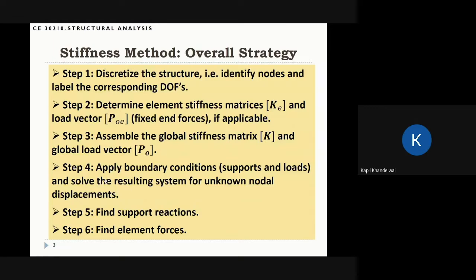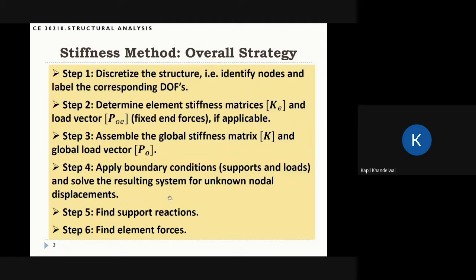And finally, we apply the boundary conditions after assembling K and P0. In this case, boundary conditions means we want to describe what the displacement degrees of freedom are that are known, and what are the loads that are given to us. In this case, you have to specify what are the loads at the nodal points. Okay, so this is where you apply the boundary conditions.